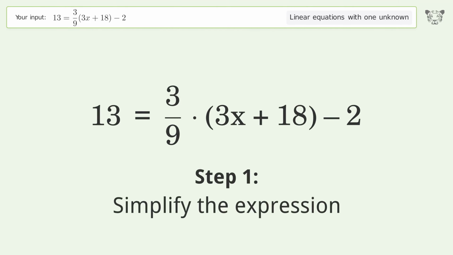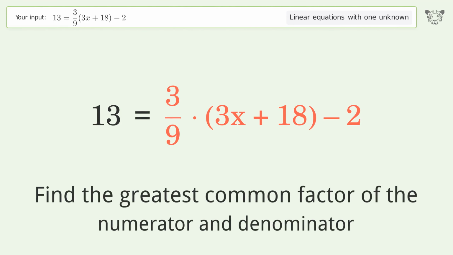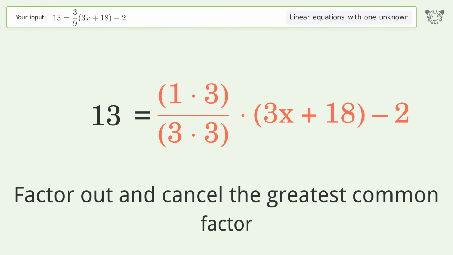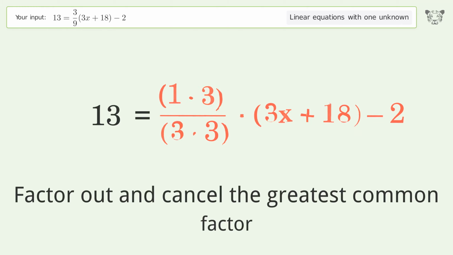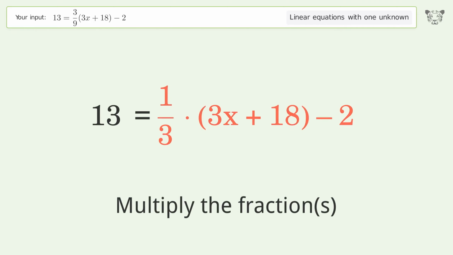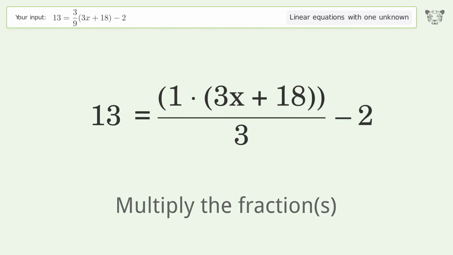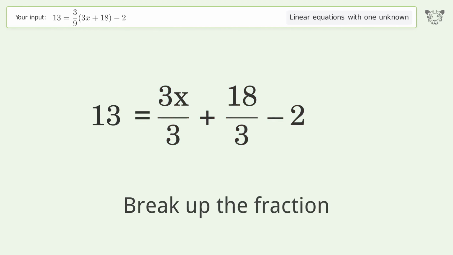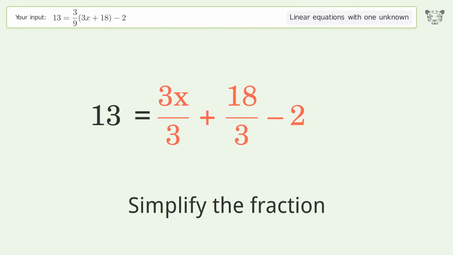Simplify the expression. Find the greatest common factor of the numerator and denominator. Factor out and cancel the greatest common factor. Multiply the fractions. Break up the fraction. Simplify the fraction.